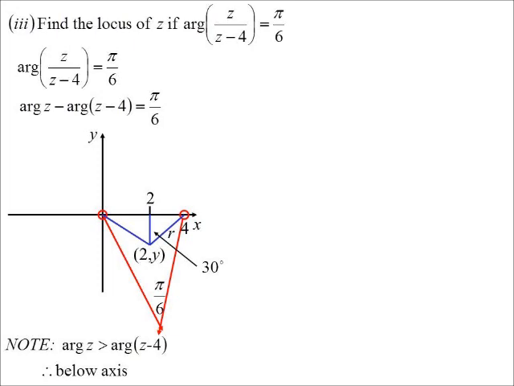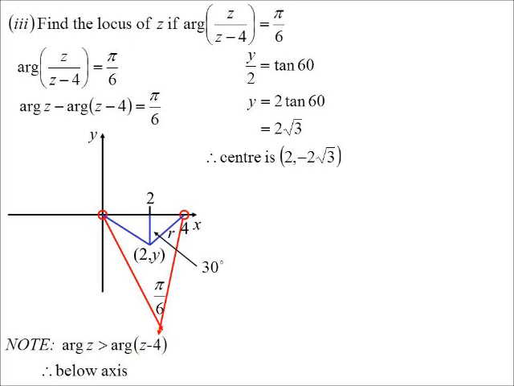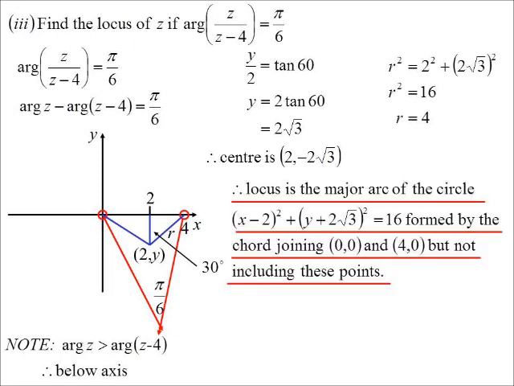So using that right-angled triangle, I can do a bit of trig. Y on 2 will be the tan of 60 degrees. So I now know y is 2 root 3, but it's below the axis. So the centre is the point 2, negative 2 root 3. The radius we can now work out to be 4. So, a lovely final statement. The locus is the major arc of the circle, x minus 2 squared plus y plus 2 root 3 squared is equal to 16, formed by the chord joining 0, 0 and 4, 0, but not including these points.